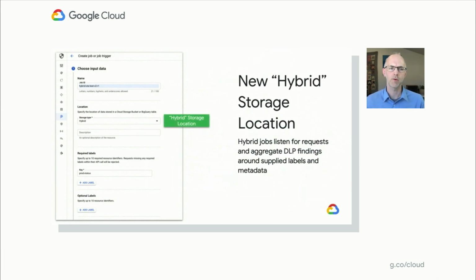When we define this request, we're going to create a job, and instead of specifying a storage location like Cloud Storage or BigQuery, we would pick a storage location of hybrid. We would then provide additional metadata for that job. This metadata is important because that's the information we're going to use to aggregate everything together. You can specify some of that in the actual job or in each request.